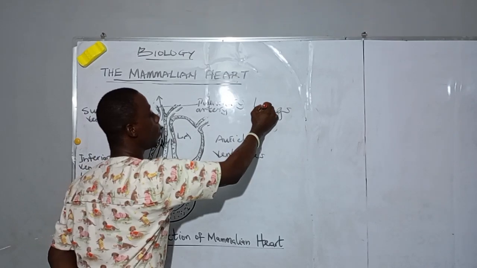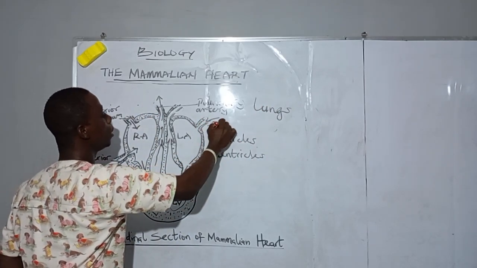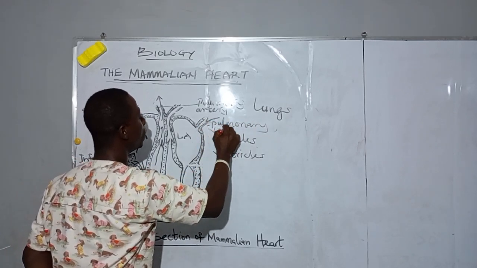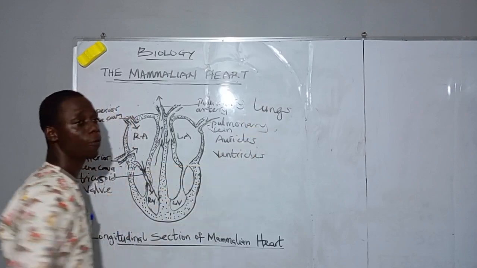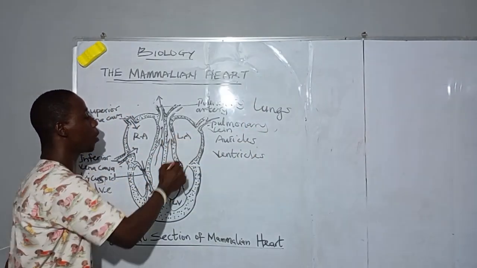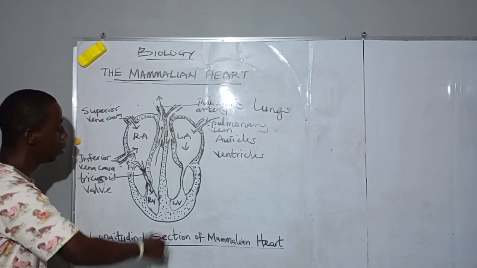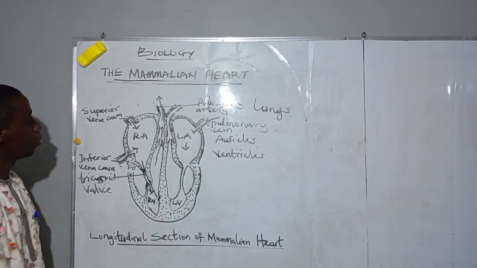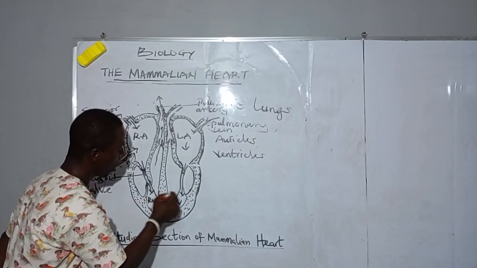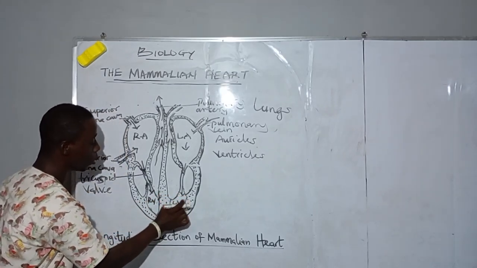And once oxygen is taken up from the lungs, it comes back to the heart through the pulmonary vein. The blood from the lungs, which is already oxygenated, comes back to the left auricles, and the same way the blood goes into the ventricles, that is the diastole, same thing happens, and it goes into the left ventricles. And systole also happens, that is the contraction of the ventricles.